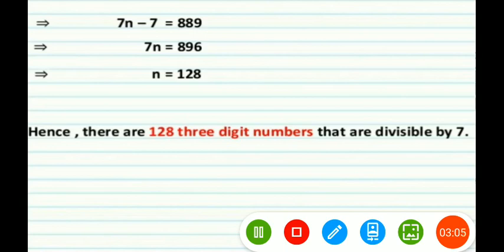Understood? How to solve? The same questions can be asked for divisible by 2, divisible by 3, divisible by 4. So like this only we have to solve all the questions. We have to find the smallest number which is divisible by the given number, and then the highest number which is divisible by that given number.